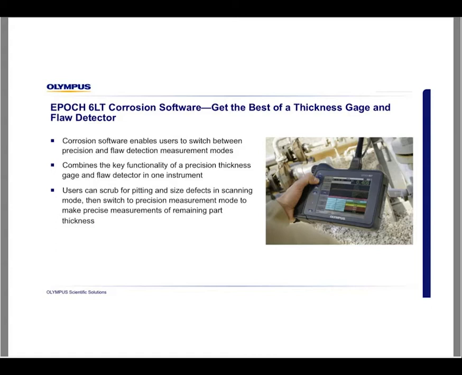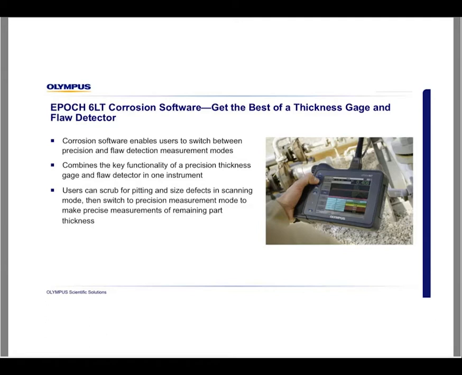So in our corrosion software, we enable the user to easily switch between our two main measurement modes. We have a precision mode that's modeled after the 38DL PLUS's thickness gauging capabilities, and a flaw detection measurement mode, which is essentially a fully functional flaw detector. So with a single button press, you can jump between the two modes and perform both types of inspections. So here we're combining the key functionality of a precision gauge and a flaw detector in one instrument.